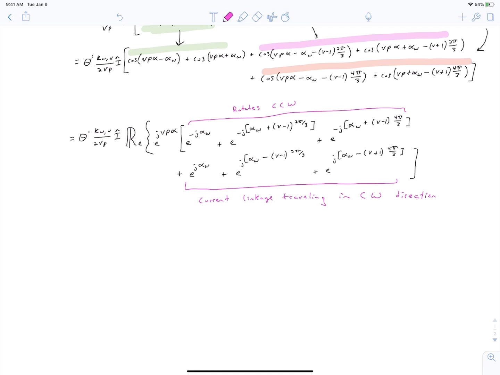So this is interesting. Remember, we had talked about the whole goal of our winding design being to produce a current linkage that travels in the counterclockwise direction in sync with our rotor. But here we can see that we've got this expression for our current linkage, and there's actually two waves. One wave that's traveling in the counterclockwise direction, which is what we want, and a second wave which is traveling in the clockwise direction. So let's unpack this a little bit further.